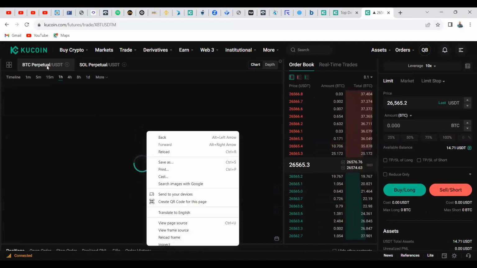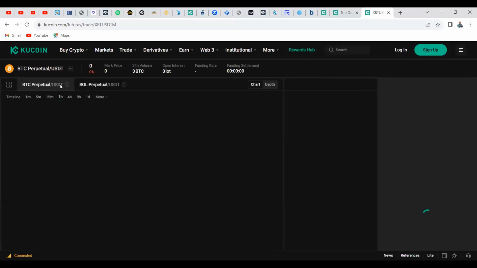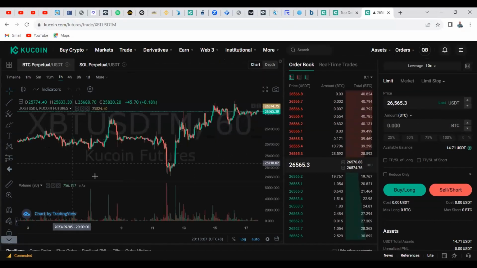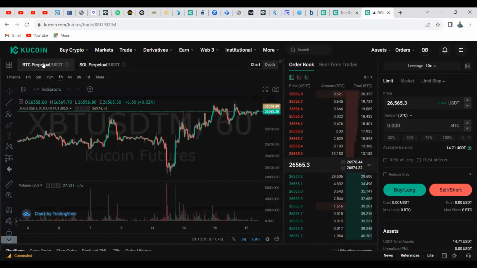You can see that my BTC chart is still loading, so I'm just going to refresh it so that it at least loads faster. Okay, cool, now I've refreshed it. Here's what you'll see on the top left hand side of the screen. This is where you get to select the coin that you would want to trade. Okay, so I've got my BTC perpetual.